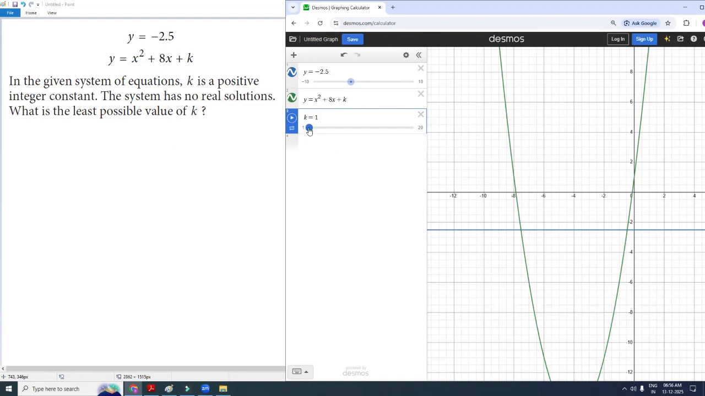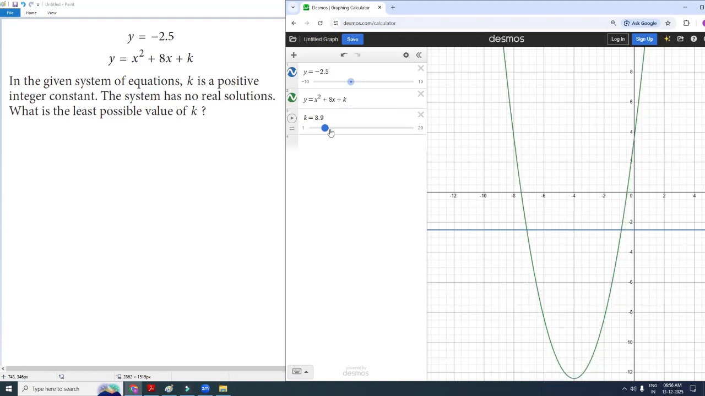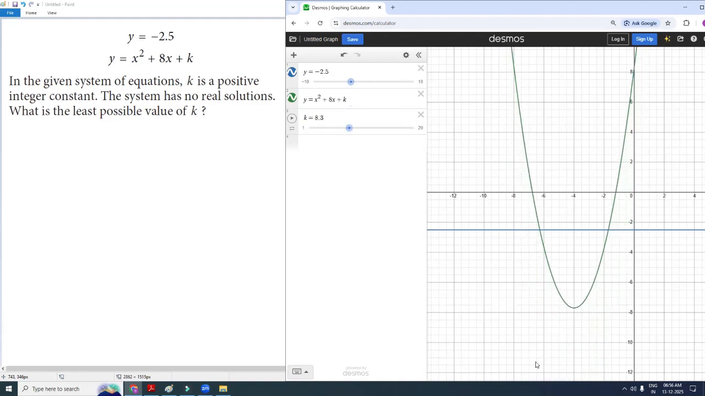Okay, now let me use a slider to adjust the value for k so that the two graphs do not intersect. Here, if I want these two graphs not to intersect, the parabola must be above the horizontal line, y equals negative 2.5. Only then will the two graphs not intersect and the given system have no real solution. Okay, now let me take some positive integer value for k.